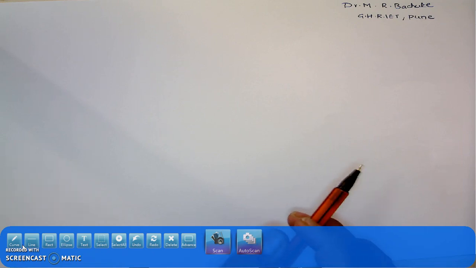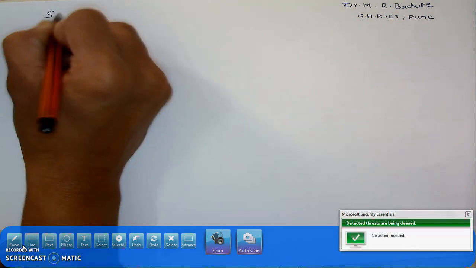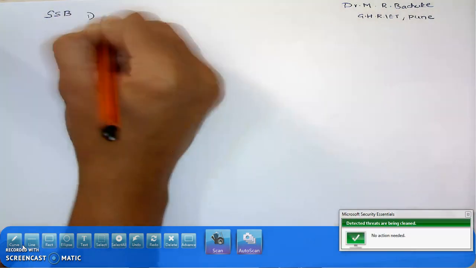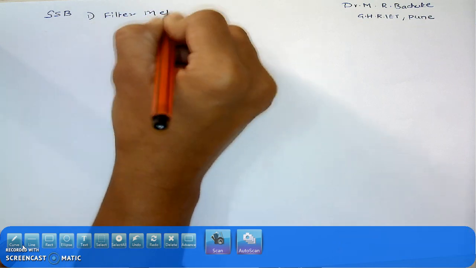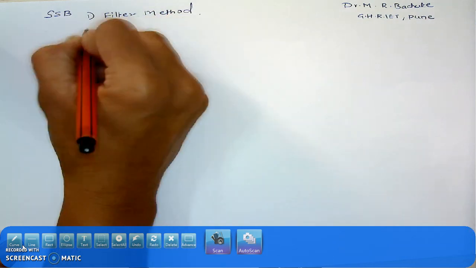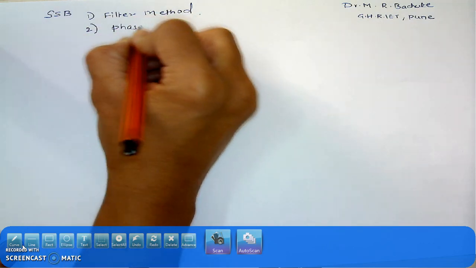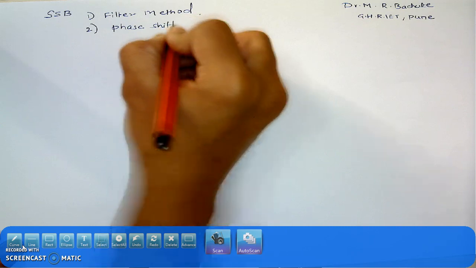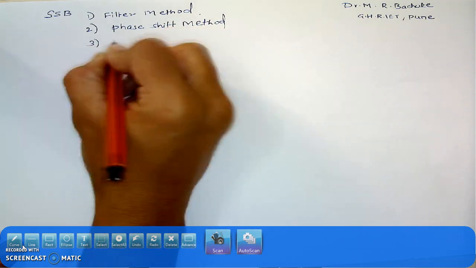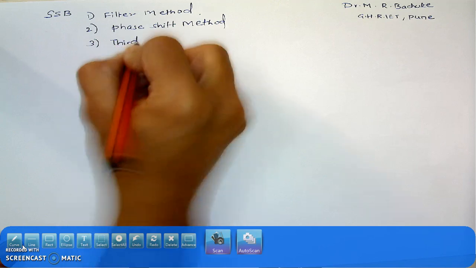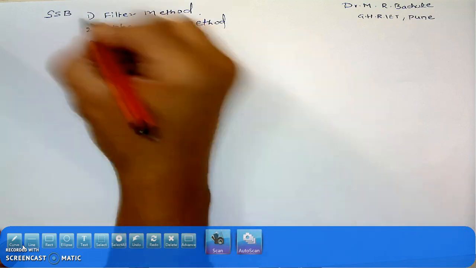Now, SSB transmitter, there are three methods for SSB transmission. One is the filter method. Second is the phase shift method. And the third method is called the third method. Today we will discuss the filter method.